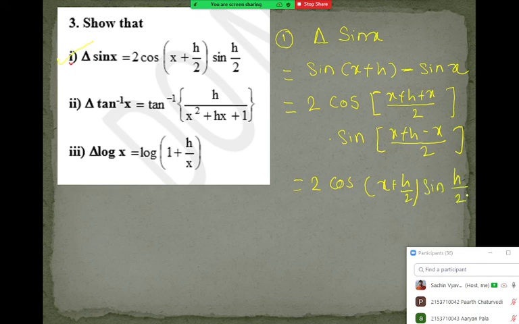Remember, the best part of these questions is always that the answer is with you. You have the left hand side, you have the right hand side, the answer is there. You just have to manage the middle steps. So start with the definition of the operator, use some identities or formulas and get the required answer. So simple, is it?